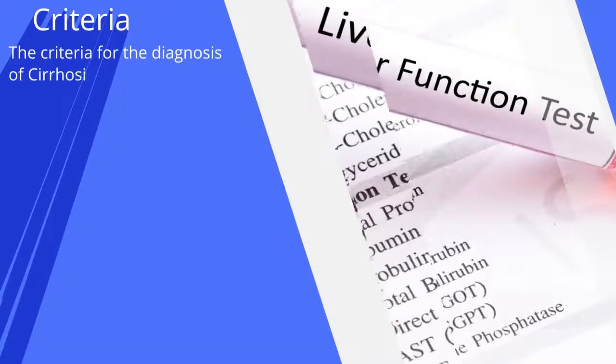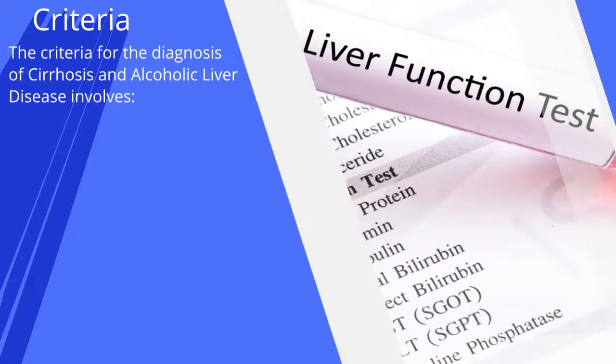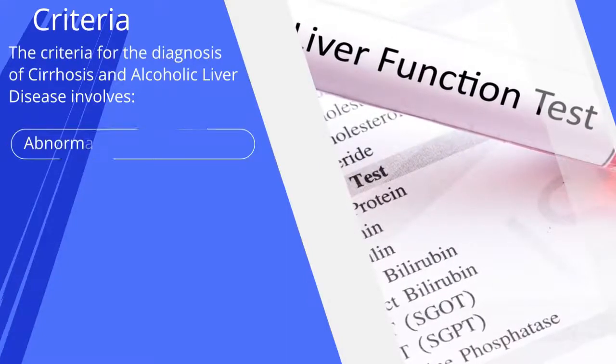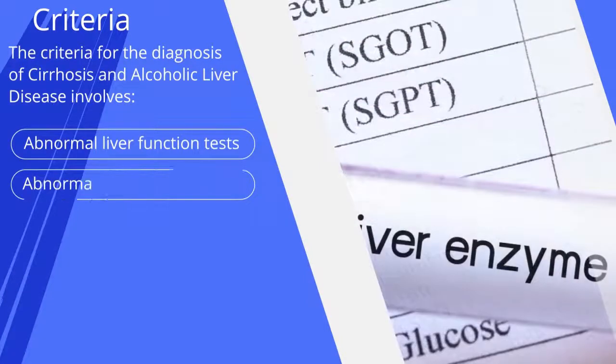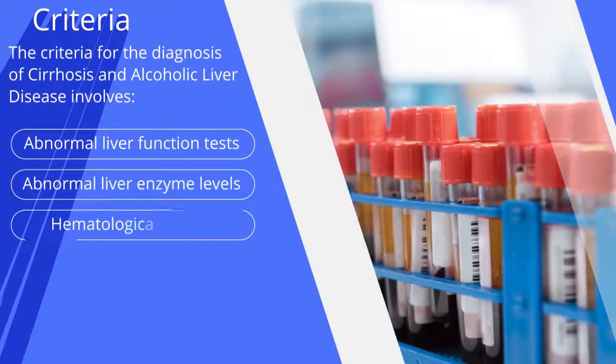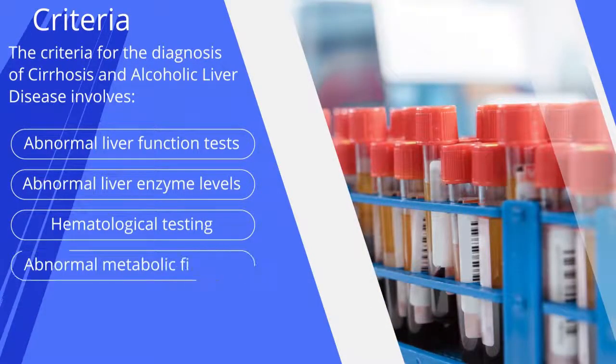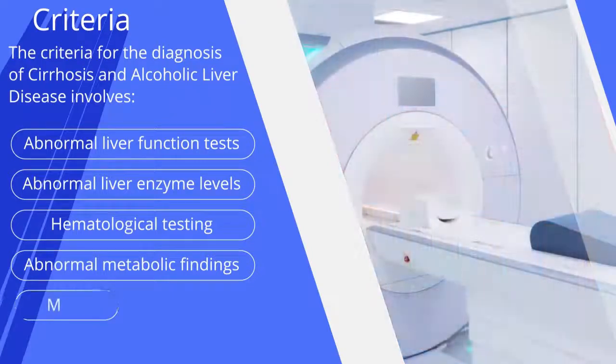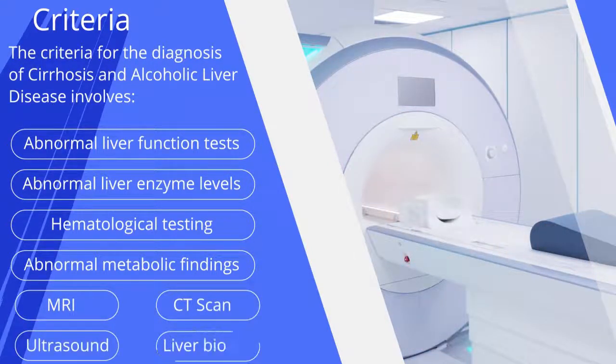The criteria for the diagnosis of cirrhosis and alcoholic liver disease involves abnormal liver function tests, abnormal liver enzyme levels, and hematological testing, or abnormal metabolic findings. Tests such as MRI, CT scan, ultrasound, and liver biopsy may be used to further support the diagnosis.